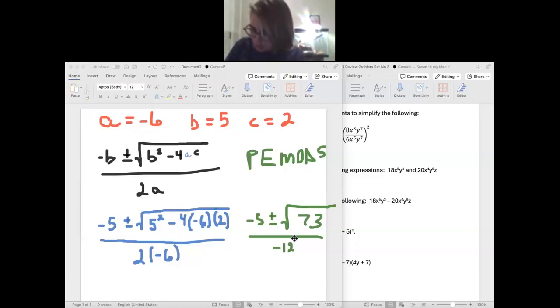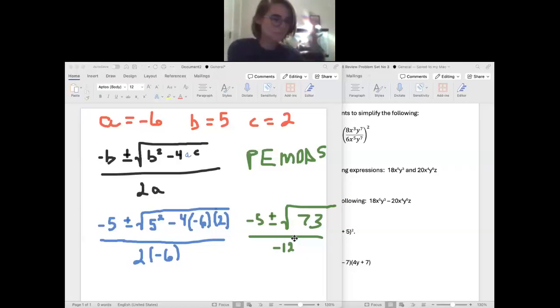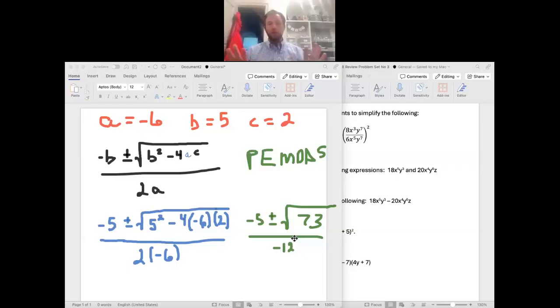Now at this point, when you have the square root of 73, you would ask yourself, can you simplify the square root of 73? Of course I can. I have a calculator. They don't want decimals. They want nice, neat numbers. So can we do it?